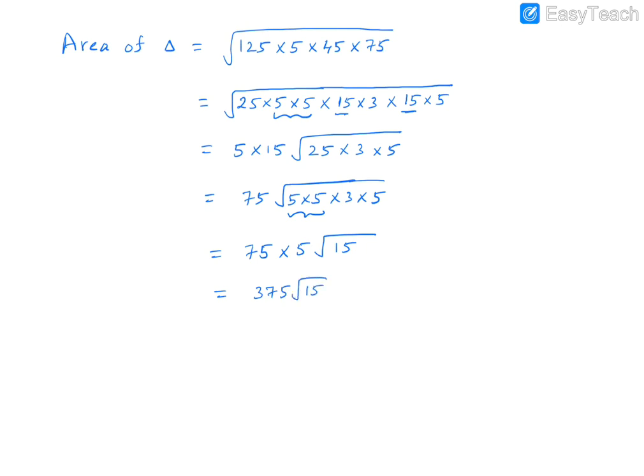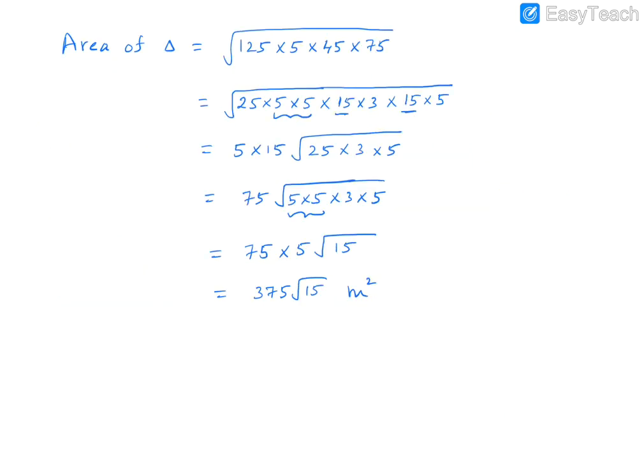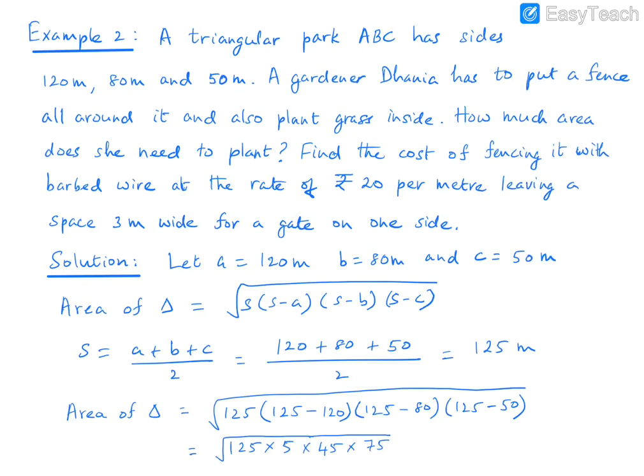Okay, we cannot simplify square root of 15 any further, so we can leave it as it is. And the unit of the area is meter square. So we have the area of the triangle as 375 square root of 15 meter square. Okay, so that's the area of the park which needs to be covered by the grass. So the gardener has to plant grass in an area equal to 375 times square root of 15 meter square. Okay, that's the first part of the question.